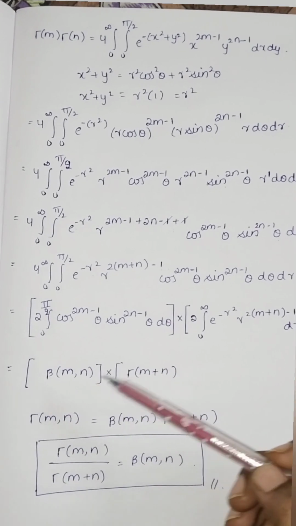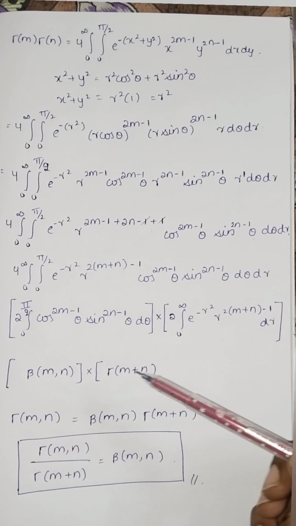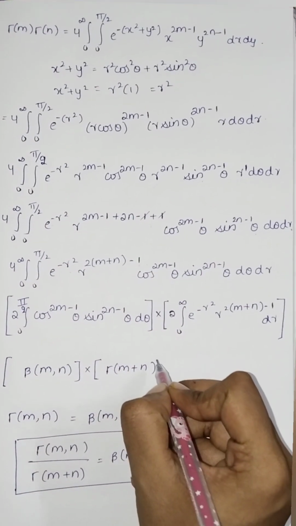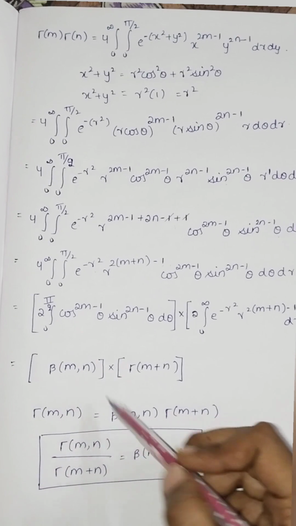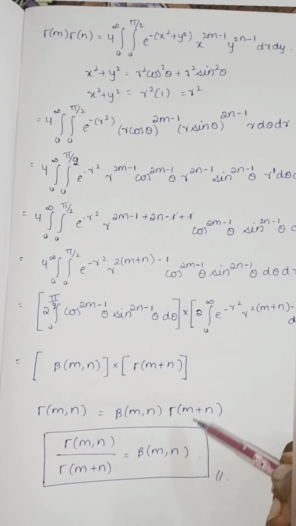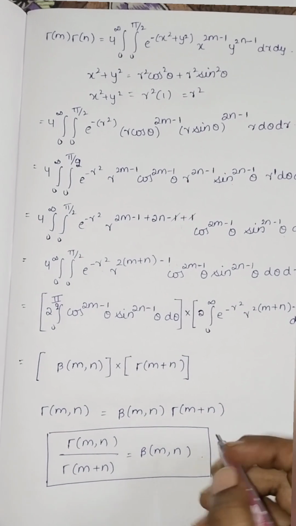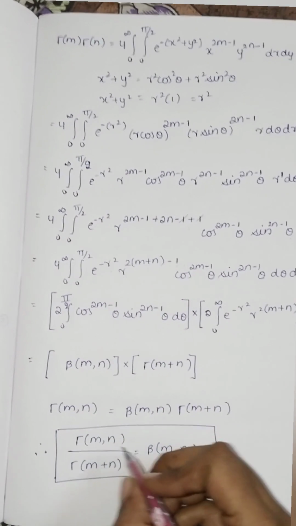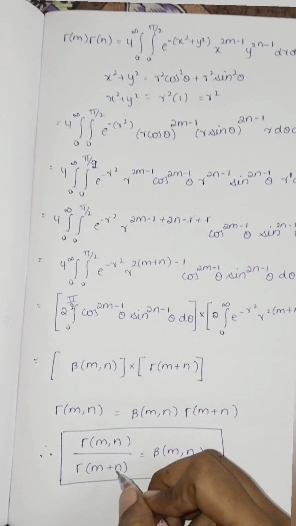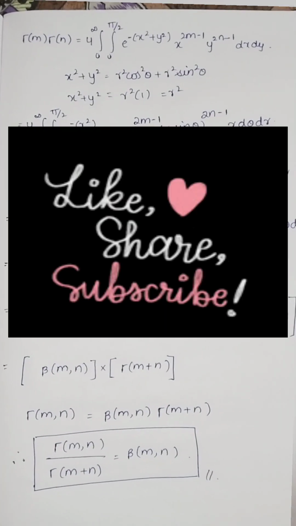Beta of m comma n, and this is gamma of m plus n. Therefore gamma of m into gamma of n is equal to beta of m comma n into gamma of m plus n. Therefore beta of m comma n is equal to gamma of m into gamma of n by gamma of m plus n. That's it. Thank you.